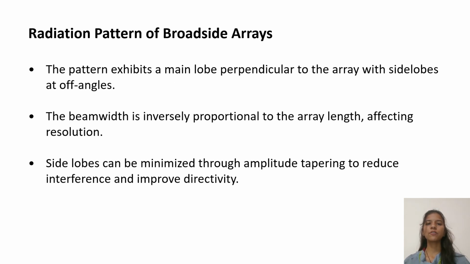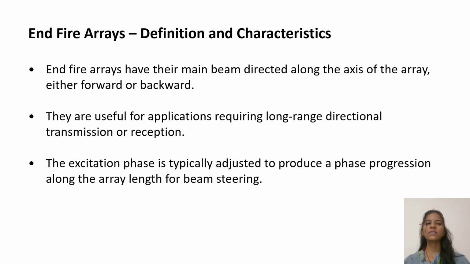Radiation pattern of broadside arrays. The pattern exhibits a main lobe perpendicular to the array with side lobes of half angles. The beamwidth is inversely proportional to the array length, affecting resolution. Side lobes can be minimized through amplitude tapering to reduce interference and improve directivity.